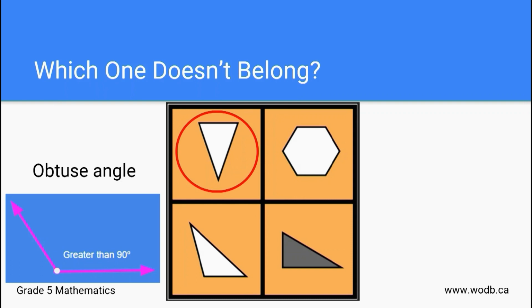And this last triangle, why doesn't this one belong? One reason might be that 2 of the sides look like they're the same length. We'll talk more about what we call that kind of triangle tomorrow. There are so many reasons each of these figures don't belong. I only gave one reason for each figure. You can think of other reasons and share them with someone near you.